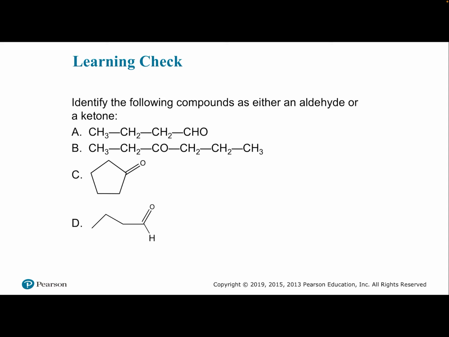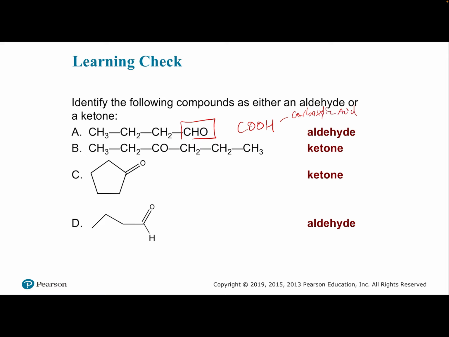Hopefully you came up with aldehyde. Actually, I can just do this. Aldehyde, ketone, ketone, aldehyde. CHO is aldehyde. COOH is carboxylic acid. You'll see those occasionally as well. CO seems like carbon's missing some bonds, right? Must be because there's a double bond to that oxygen.